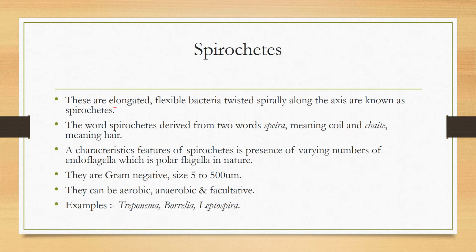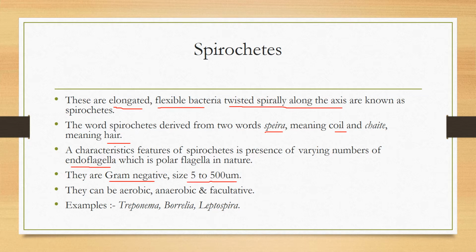Spirochetes are elongated, flexible bacteria which are twisted spirally along the axis. The word spirochete is derived from two words. One is spira, which means coil, and the second is chaete, which means hair. The characteristic feature of spirochetes is the presence of a varying number of endoflagella, and the endoflagella can be polar in nature. The spirochetes are gram-negative, and the size varies from 5 to 100 micron.